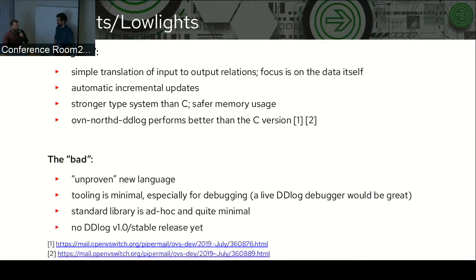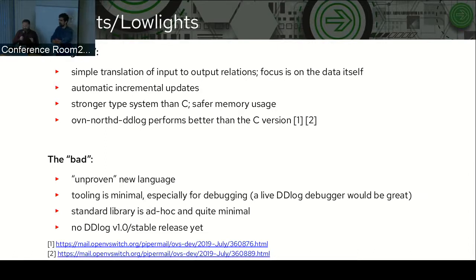So if you just want to talk about the language highlights and lowlights, aside from our personal stories. The good thing is that what this language is designed to do is just translate data from one set to another. And when it comes to things like ovn-northd, that's basically what it does. The fact that it has automatic incremental updates is a big improvement over the current C code.